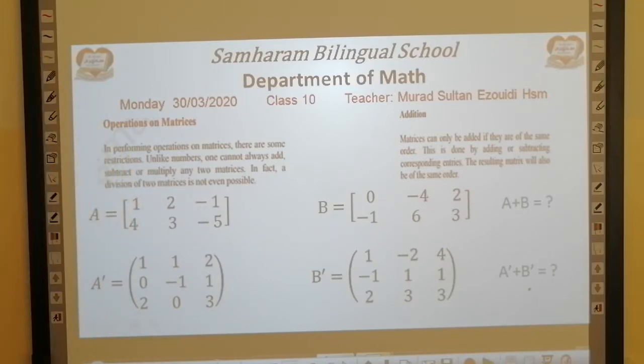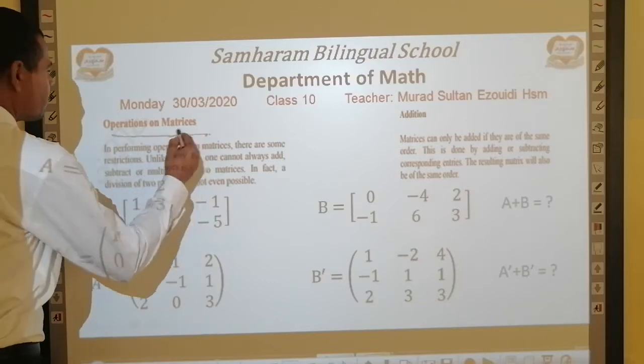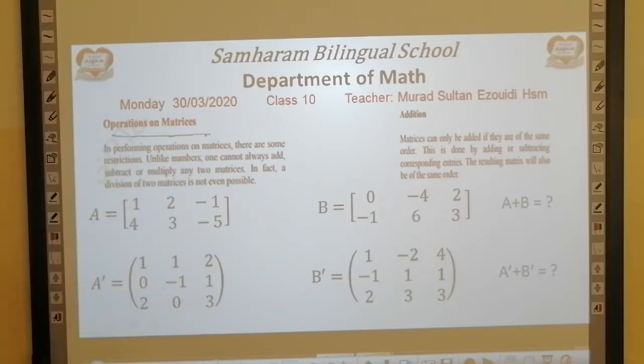Okay, so, order of operation on matrices. In performing operation on matrices, there are some restrictions. Like numbers, one cannot always add, subtract, or multiply any two matrices. In fact, division of two matrices is not ever possible. Okay.